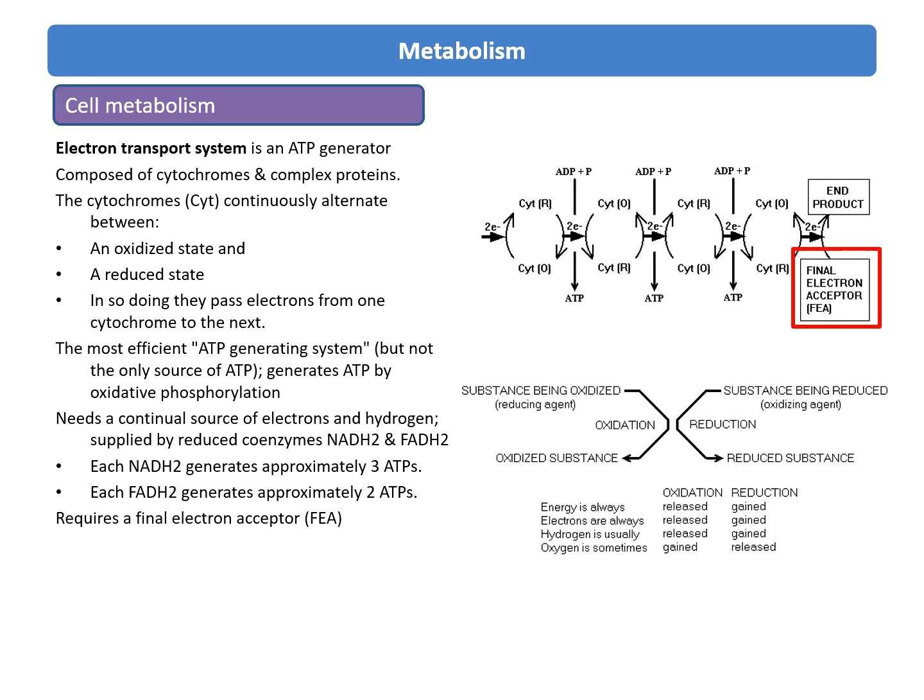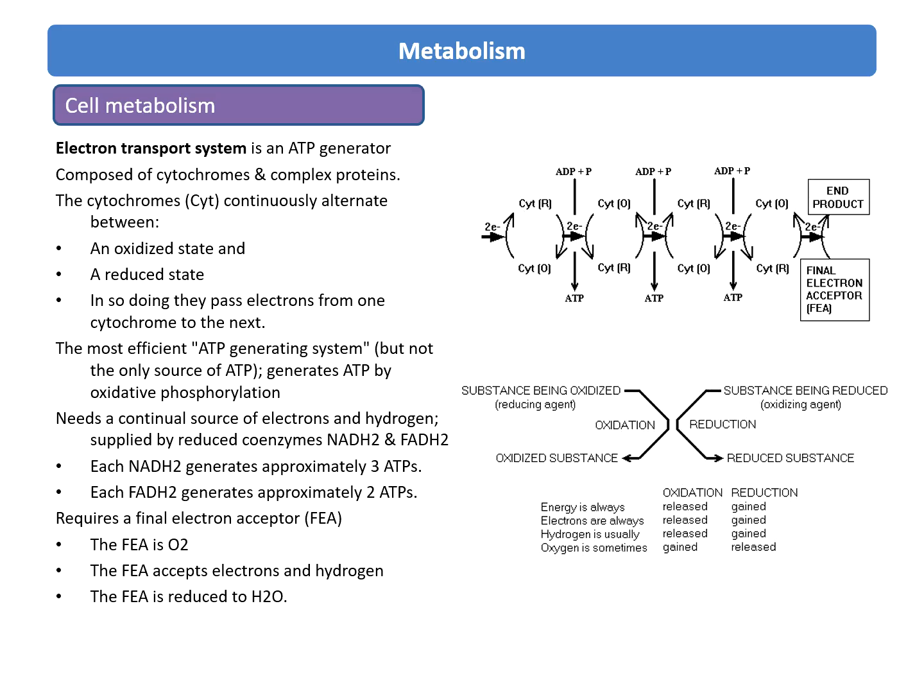It requires a final electron acceptor. The final electron acceptor is oxygen. The final electron acceptor accepts electrons and hydrogens. The final electron acceptor is reduced to water. Now, notice what's happening. Electrons flow from left to right, and as they are transferred from one cytochrome to the next, energy is made available to generate ATP.